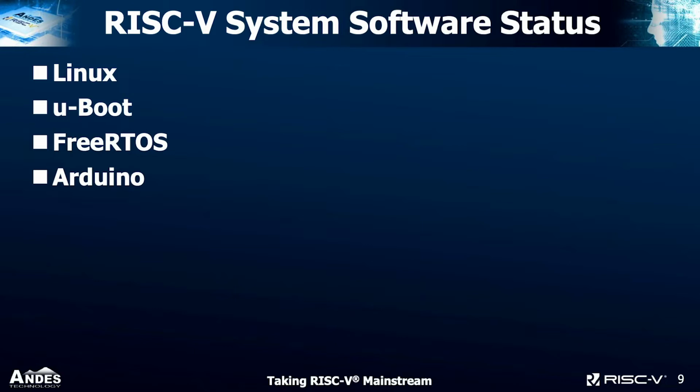I'm going to talk about some system software status. I'm going to talk about Linux, U-Boot, FreeRTOS and Arduino. For Linux, we'll talk about how we verify our Linux kernel, what kind of tools we provide to debug it, how we evaluate the Linux kernel with perf, and some important patch sets we sent.